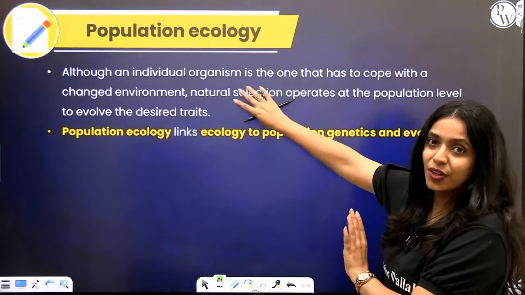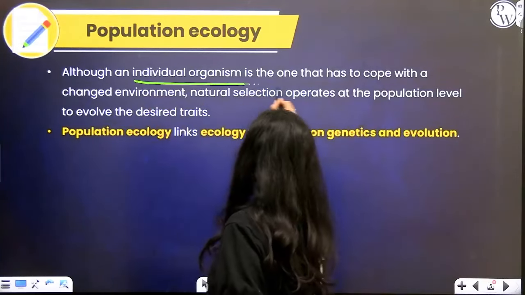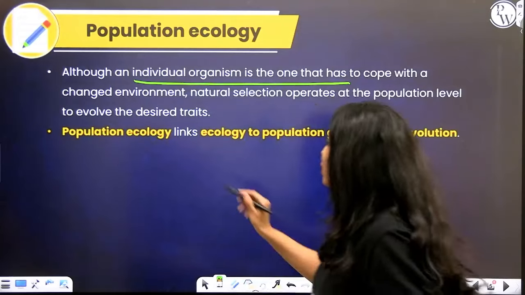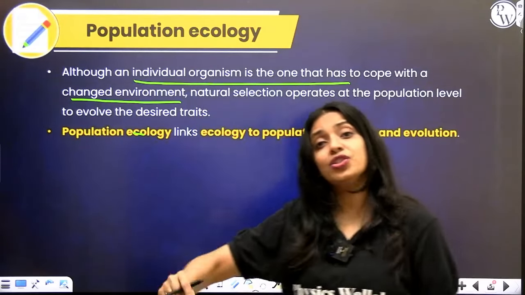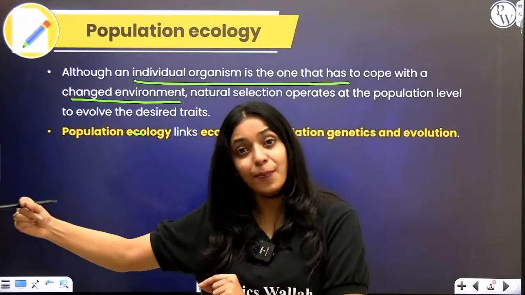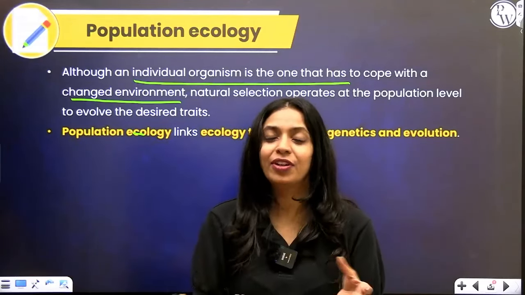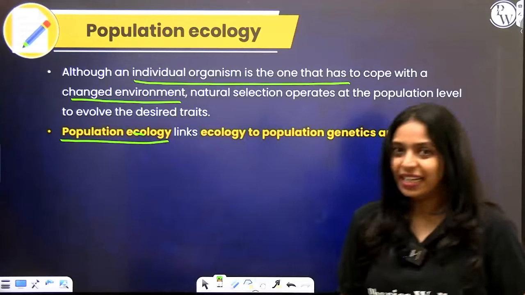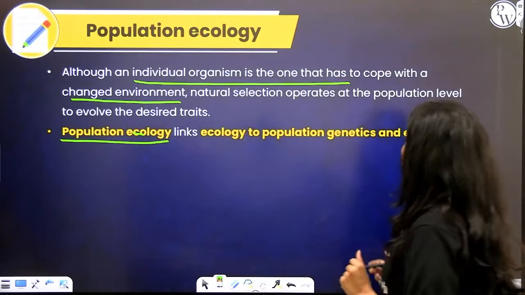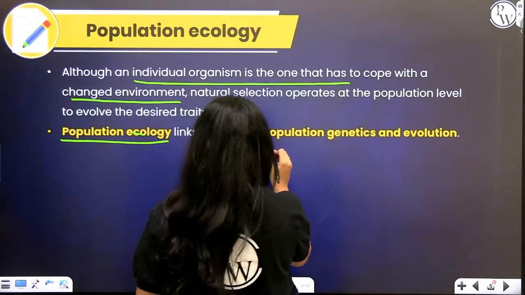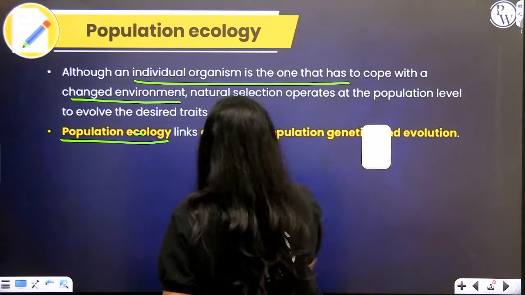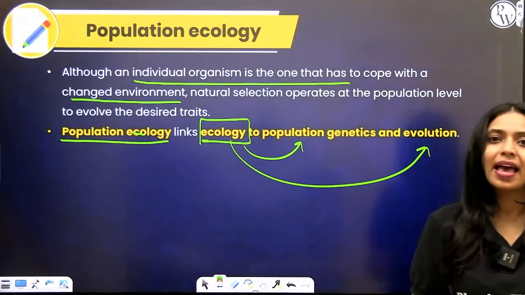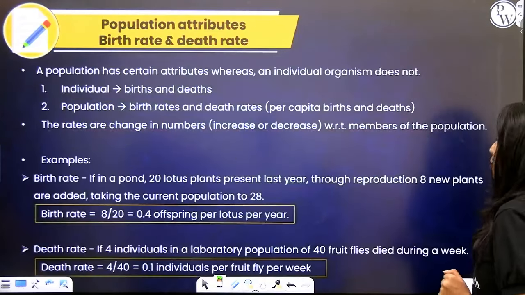So what you're trying to say in this particular statement in NCERT is, although every individual organism has to cope with the changing environment, if evolution has to take place, evolution happens at the population level and not at the individual level. In that case, population ecology, what we're dealing with, will form like a bridge between ecology and evolution. It will link ecology to population genetics as well as evolution.